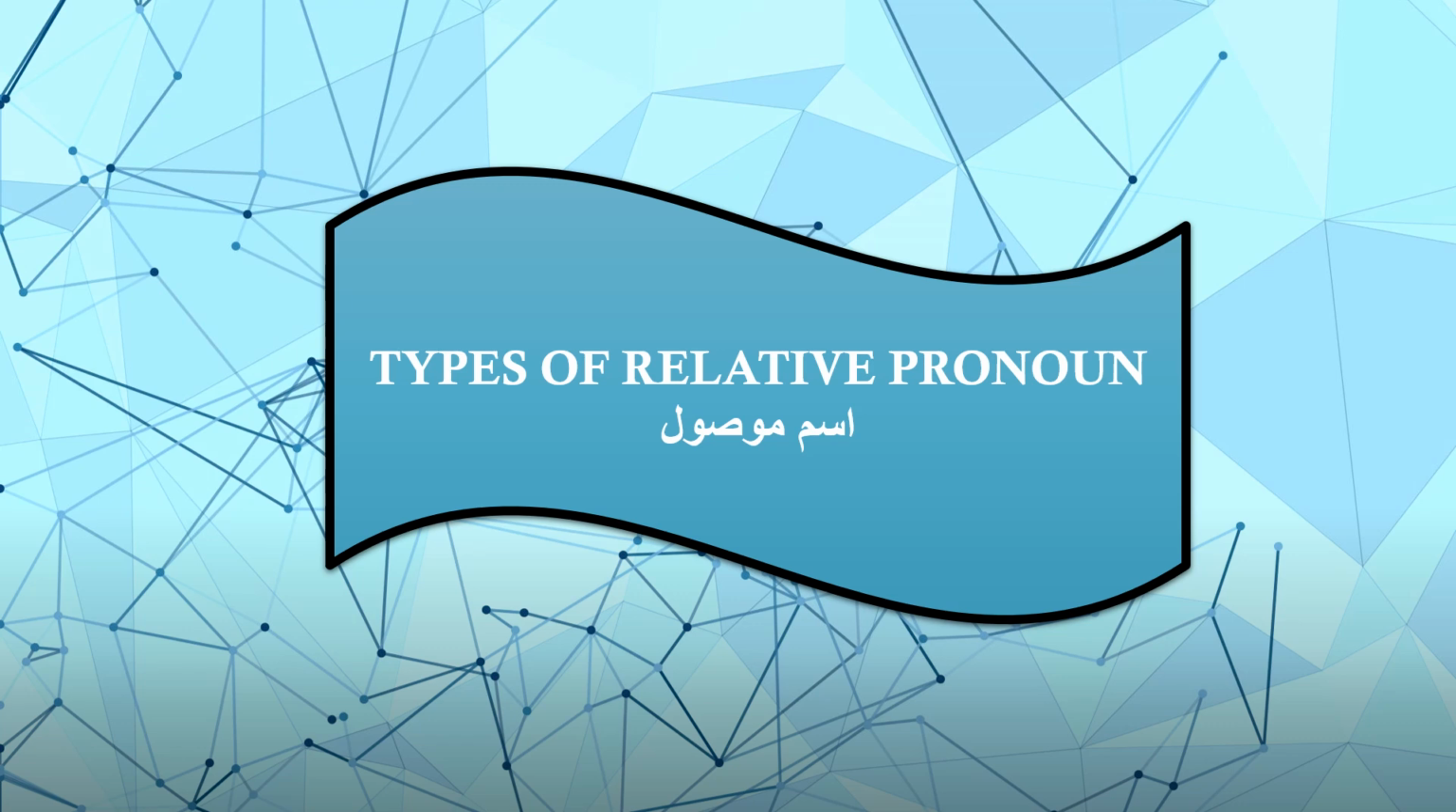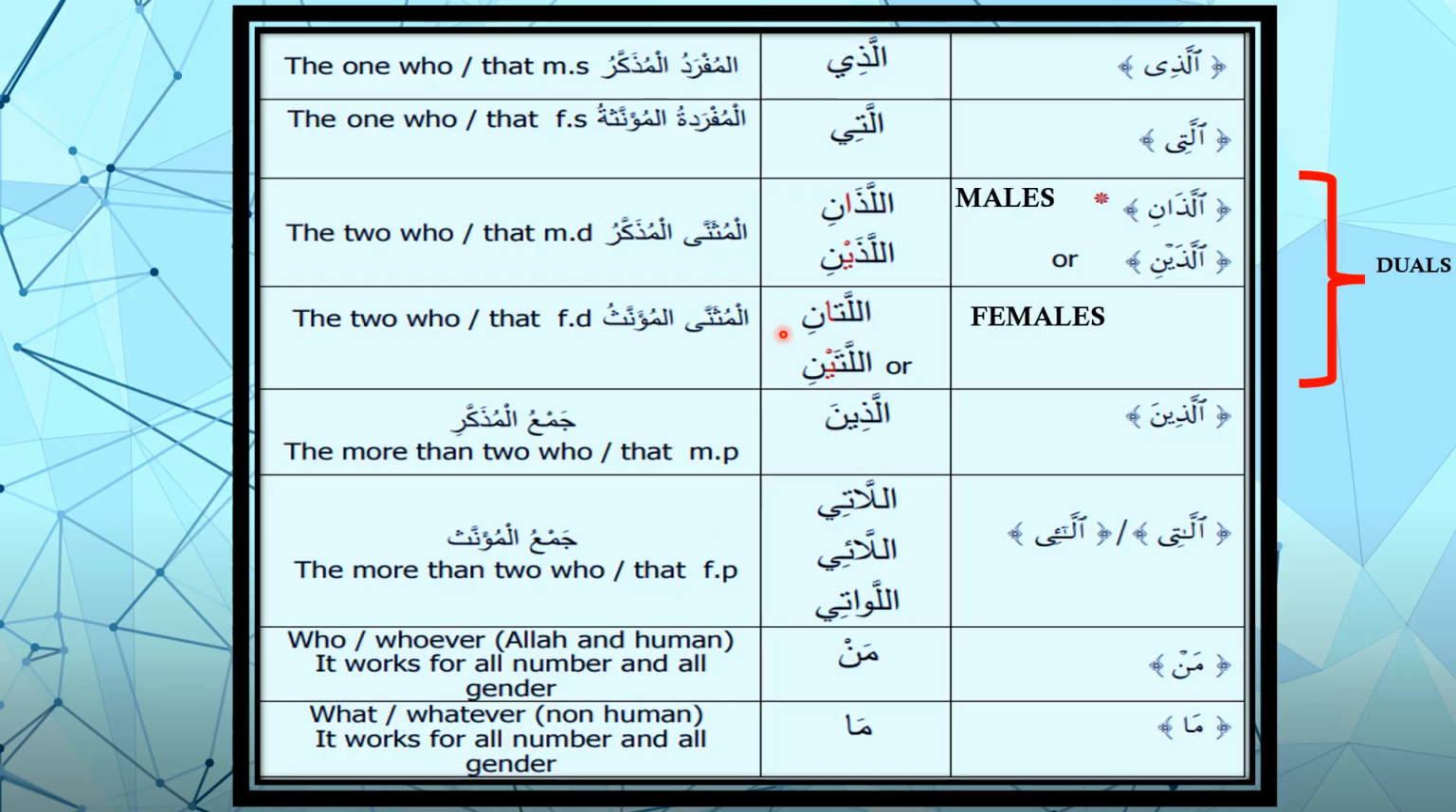So let's check that. Here are the different types of ism mausool. Alladhi for the male singular, you can see the letter dha with kasra and ya. This ya, in standard Arabic you will see with two dots, but in Quranic script there are no dots, so it doesn't mean it's the alif maqsura. Alladhi for the male singular.